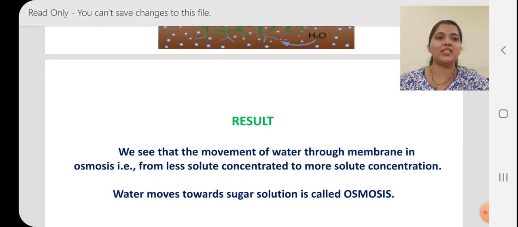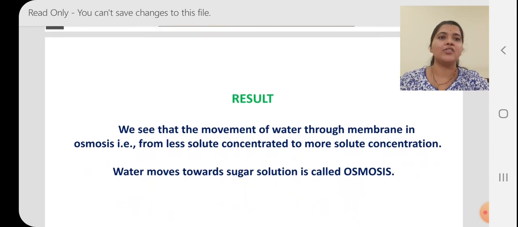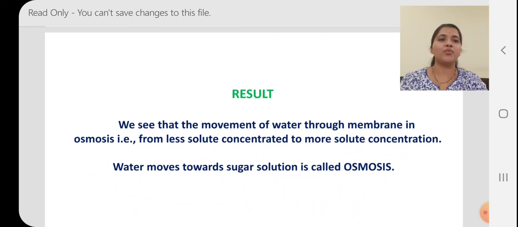So coming to the result of the experiment, children, we see that movement of water through membrane in osmosis is from less solute concentrated to more solute concentration. Water moves towards sugar solution is called as osmosis.